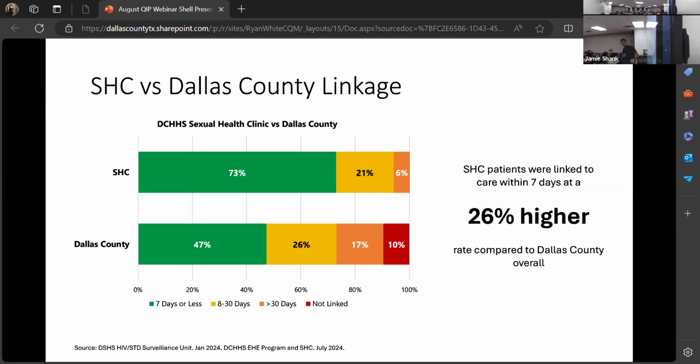Similar percentages for being linked to care within a week to a month. And then we ultimately did not have anyone who was not linked to care during that time period.